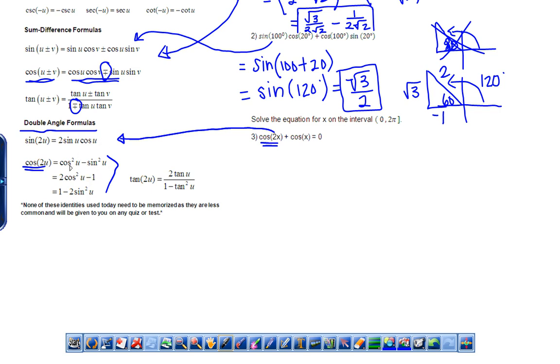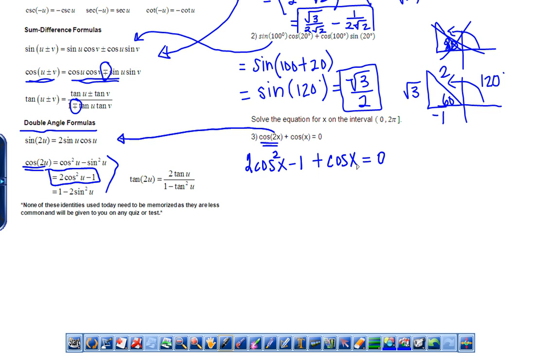I'm not going to pick this one because there's a cosine and a sine. That just makes it more difficult. I might pick this one, and I'm definitely not picking this one because there's a sine. So let's go with this one because there's just a cosine. I'm going to change everything to an x because there's an x there. So I'm replacing this with 2 cosine squared x minus 1, and then plus cosine x, and that equals 0.